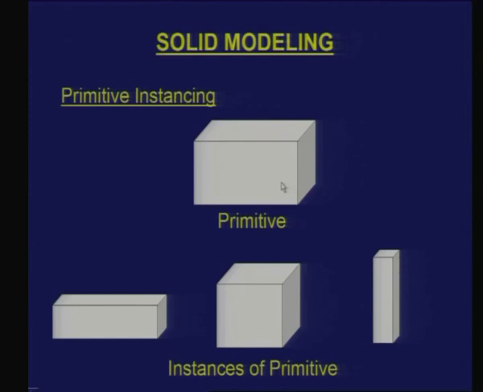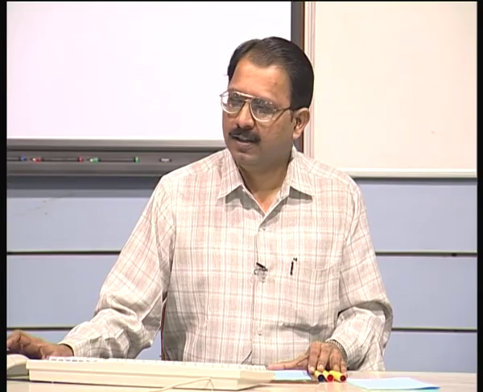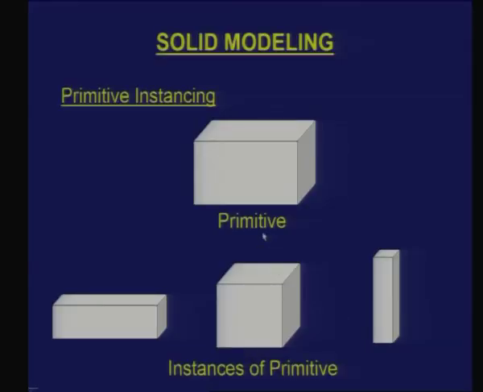One can very easily define this primitive using 3 parameters. Somebody can call it length, breadth and depth, or length, breadth and height, or whatever it may be. So 3 variables are enough. By varying these 3 variables, I get very many instances of this particular primitive. So if any object needs this kind of primitive, I will just vary these values and get any of the size variations as far as the primitive is concerned.